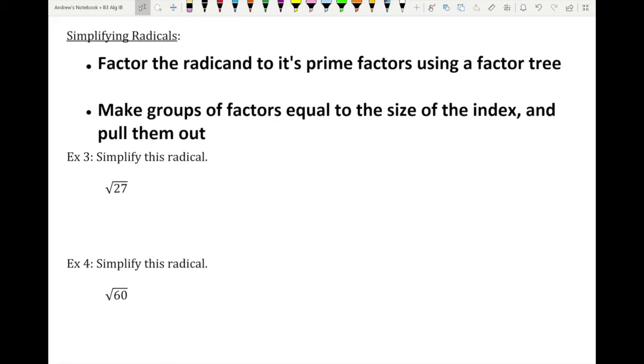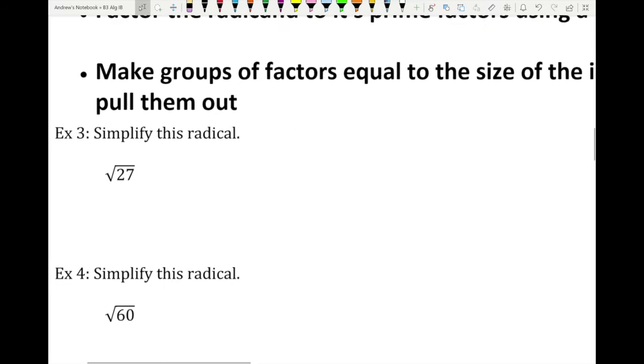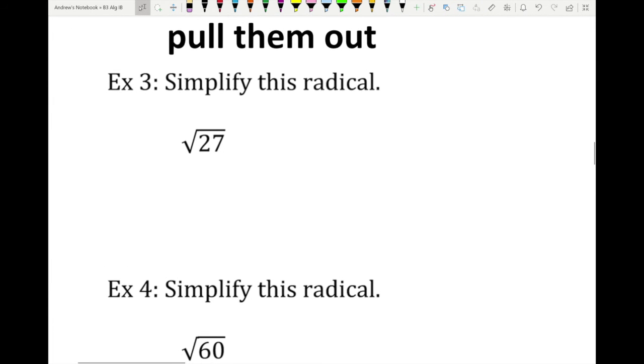So we're going to take a look at a factor tree. And then what we need to do after that is make groups of the factors equal to the size of the index and pull that out. This is definitely one of those things that's a lot easier to see as we're doing it than it is to explain in words. So let's just jump right into one. When I'm trying to simplify this radical, I've got 27. So what I'm going to be doing is breaking up 27 using a factor tree.